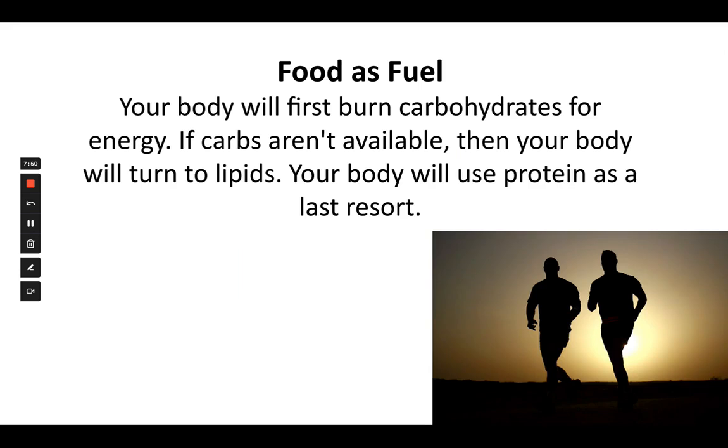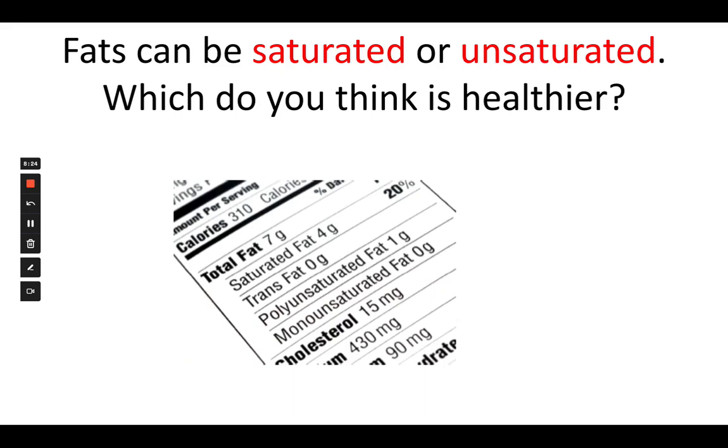So when we're looking at food as a source of energy for our bodies, so food as fuel, your body first burns carbohydrates for energy. If it runs out of carbs and there aren't any more carbs available, then your body turns to lipids and starts to use fat for energy. The only time your body will use protein for energy is as a very last resort, and it doesn't have anything else to use for energy. So please remember that protein is not a source of energy. Our sources of energy are carbohydrates and lipids.